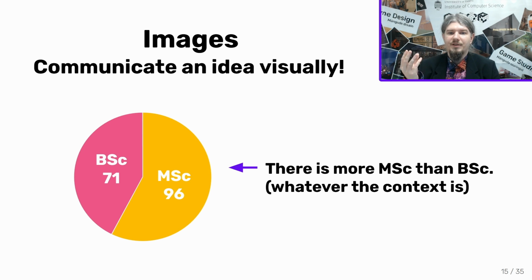Now, as mentioned, images communicate an idea visually. So you want to put images on your poster because they're more efficient to get the idea across than a paragraph of text that would take longer to read. So here we have an image, and it's very obvious. Whatever this context is, we don't know the context, but we can see that there are more masters than there are bachelors. Master of Science is a larger sector than Bachelor of Science, and it's 96 compared to 71. And that's obviously visible from this graph. This idea is communicated very quickly through this pie chart, for example.